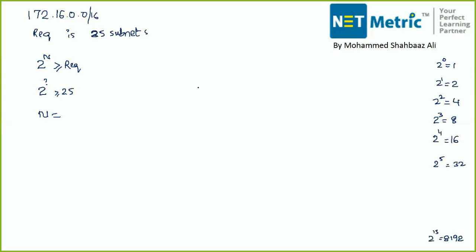You will never go with 2 power 6 also. No need of 2 power 6. 2 power 6 is 64. You will say 2 power 5 is enough. So n value is how much? 5. So once you get the n value, what is the next step?